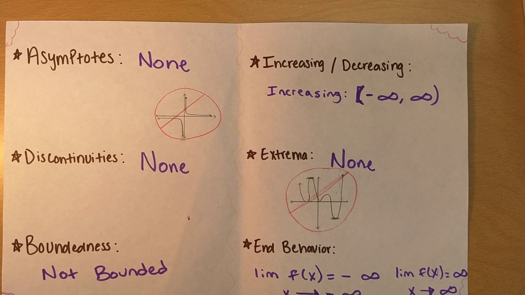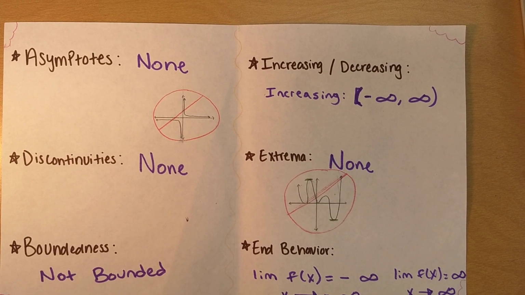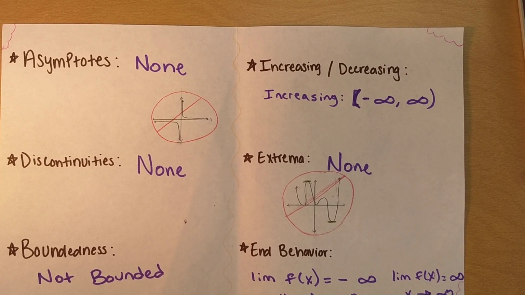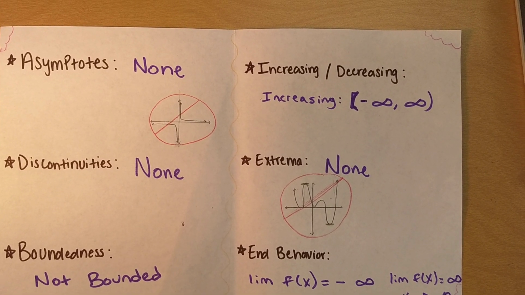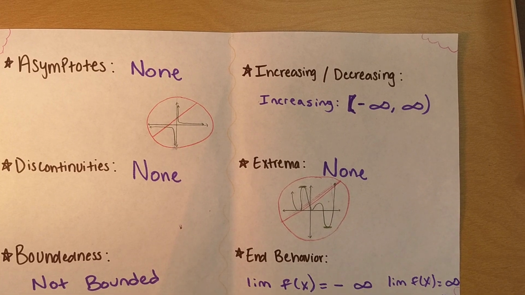And its end behavior is the limit of f of x as x approaches negative infinity is negative infinity. Also, the limit of f of x as x approaches infinity is infinity.